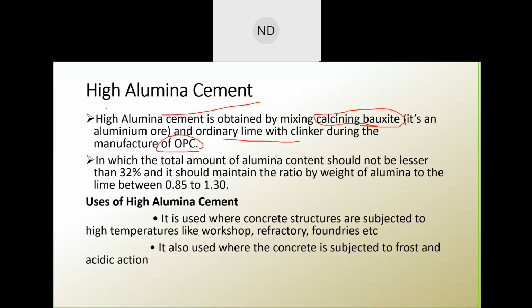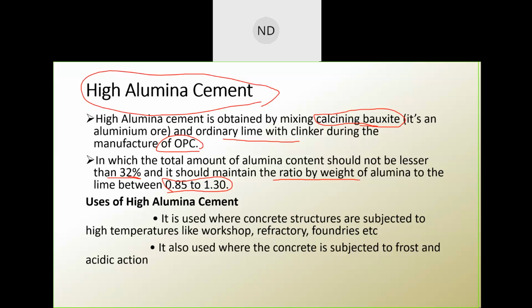Then this becomes high alumina cement, in which the total amount of alumina content should not be lesser than 32%, and it should maintain the ratio by weight of alumina to lime between 0.85 and 1.3. You have to keep these things in mind while converting an OPC into a high alumina cement: your alumina content should not be lesser than 32%, and you must maintain the ratio by weight of alumina to lime.